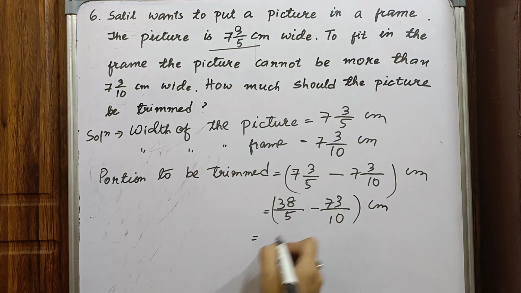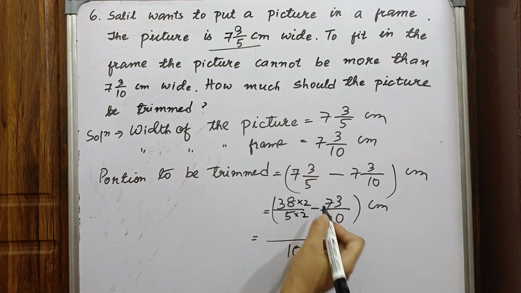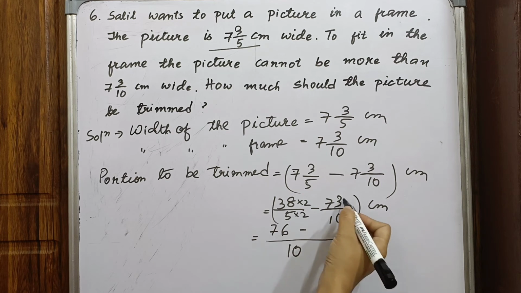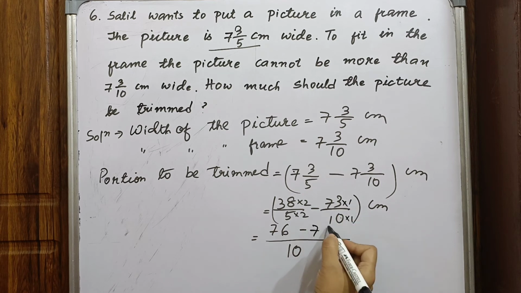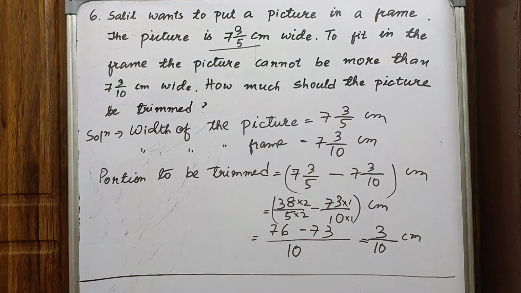Now we'll find out the LCM like the previous one. 10 is the LCM of these two. 5 into 2, 38 into 2, 2 8s are 16, 3 is 6, 7, minus 10 into 1, 73 into 1, which is 73, which is 3 by 10. So the portion to be trimmed is 3 by 10 of the picture. Then it can be fitted in the frame. I hope this is clear to you.